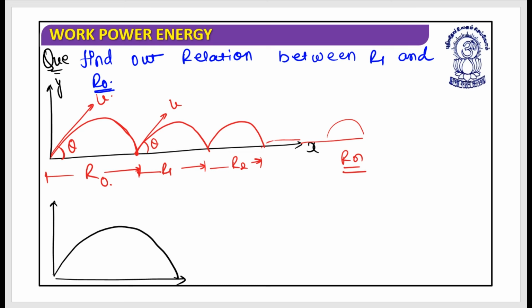Yes, this is u, this is theta. So this would be the u cos theta, and this would be the u sin theta. I hope this is clear. Yes. So this u cos theta is always parallel to the striking body, while u sin theta will always be perpendicular to the striking body.